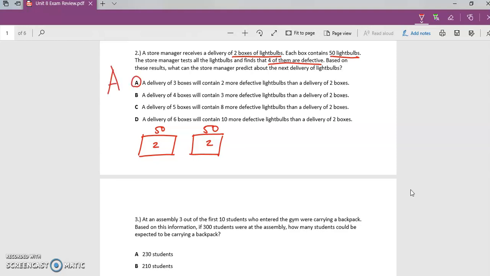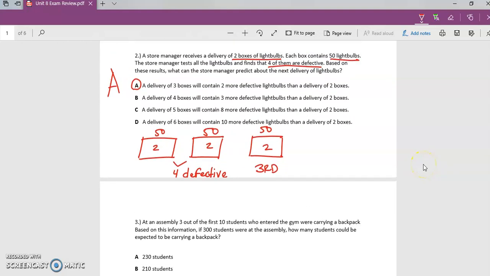For this one, it says a delivery of 3 boxes will contain 2 more defective light bulbs than a delivery of 2 boxes. So for these 2 boxes, we had 4 total that were defective. But it's telling us that if I was to get delivered a 3rd box, then I would get 2 more that were defective. Does that make sense? Yes, because each box that has 50, 2 of them are broken or not working. So if I had that 3rd box here, it would give me 2 more that were defective. And so that was my correct answer.